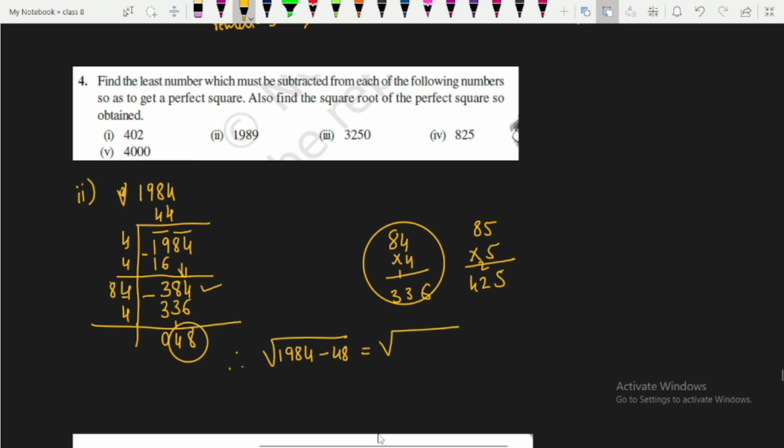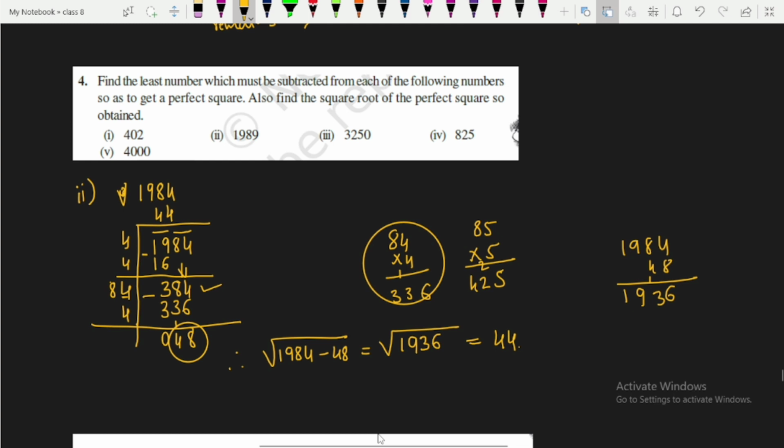So 1984 minus 48, if you subtract, you will get the number. 1984 minus 48, you are going to subtract, that is 6 here, then 8 minus 5, that is 3, 1936. So the square number you obtain is 1936. Its square root is 44.